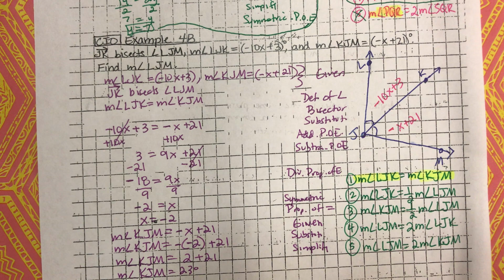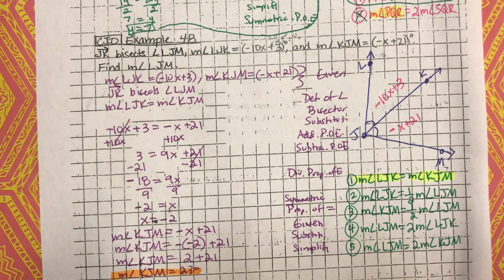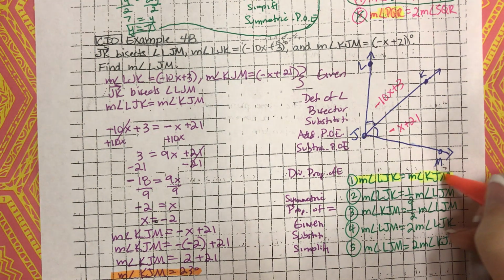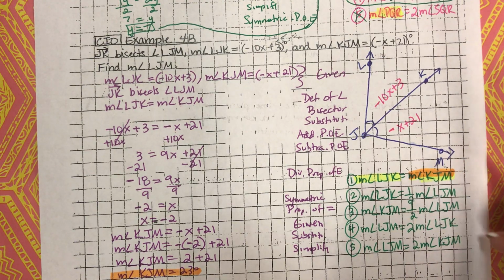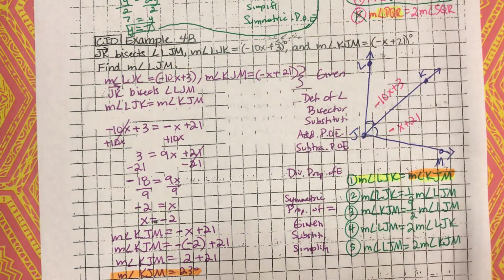Now I'm going to go back over here to my equations, right? I'm going to use a different color. So I know what measure of JKM is right now, right? So I know that JKM, I know that one. And I want to find LJM.